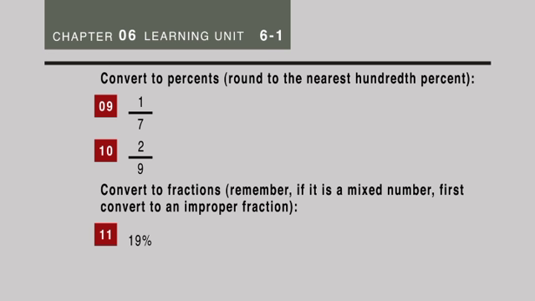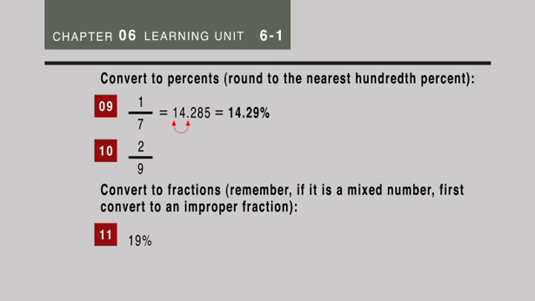So now we're going to convert to percents. We're going to round to the nearest 100th percent. So for number 9, we have 1/7. We take 1, divide it by 7, it ends up being 0.14285. We need to change that into a percent. We're going to move the decimal 2 places over. So it's going to be 14.285, rounding to the 100th percent, which is going to be your second spacing. It's going to be 14.29%.